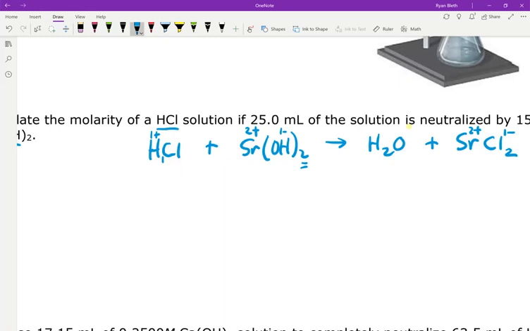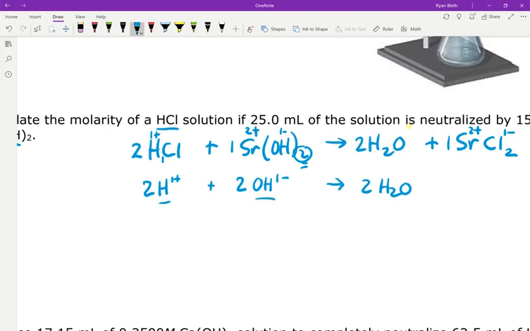So for those 2 substances to work together, we can't just put them together 1-to-1. It's going to take 2 of these acids for every 1 of the bases. That way, the 2 hydrogens from these 2 acids will combine with the 2 hydroxides from the base to make 2 H2Os. So we'd finish balancing our equation with a 2 there and a 1 there. That's the ratio that's going to be important.